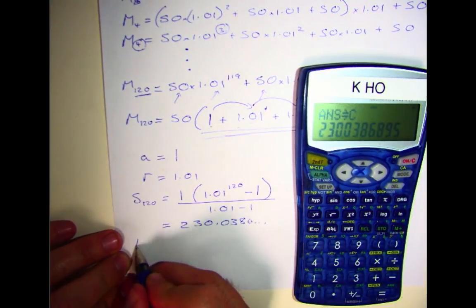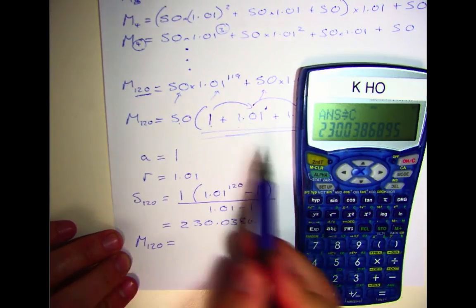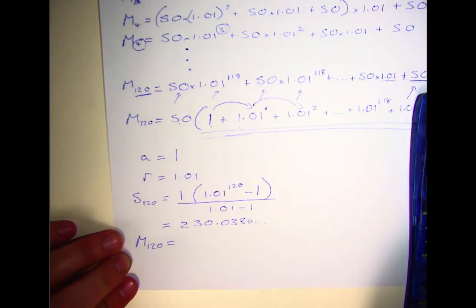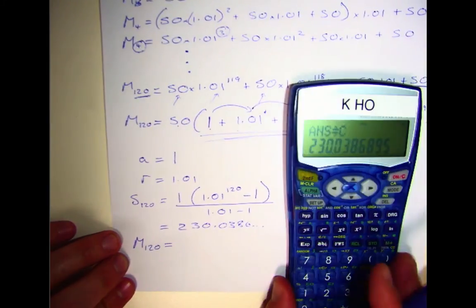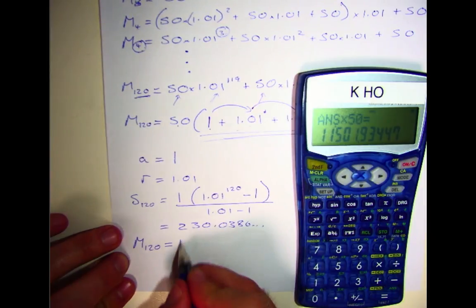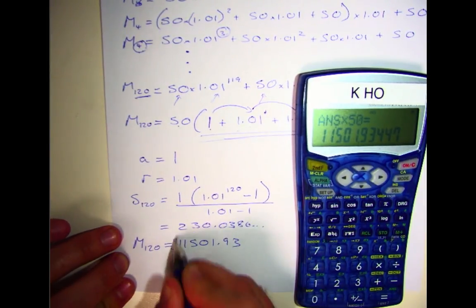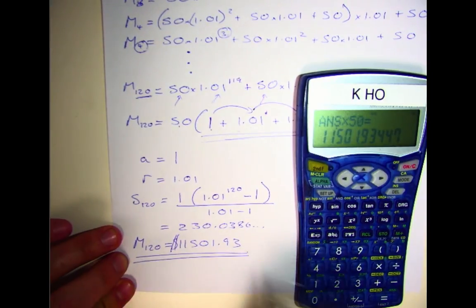So, M120 equals, well, it just equals 50 times that amount. So I have that amount there, I'm going to times it by 50, and the total is $11,501.93. Hey presto, that is how much we get.